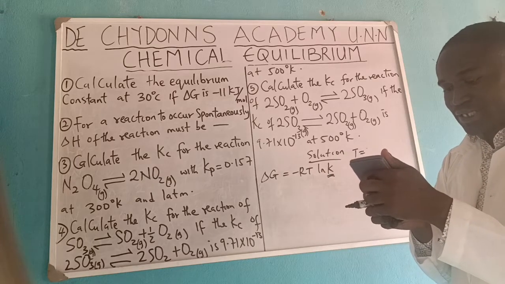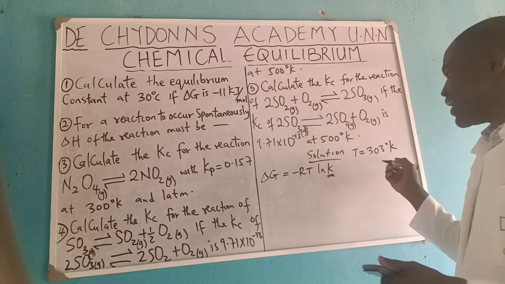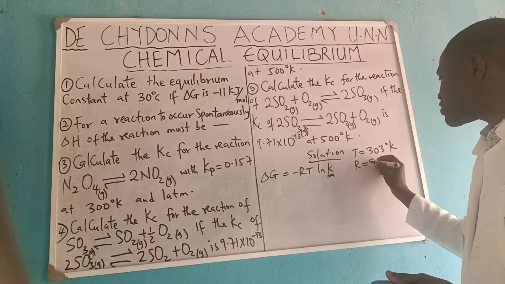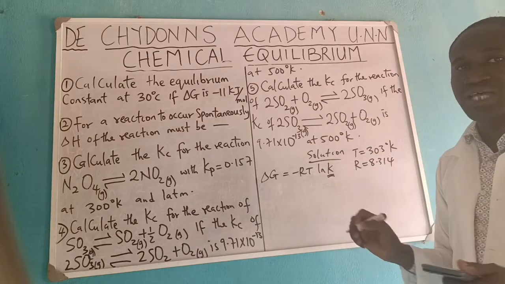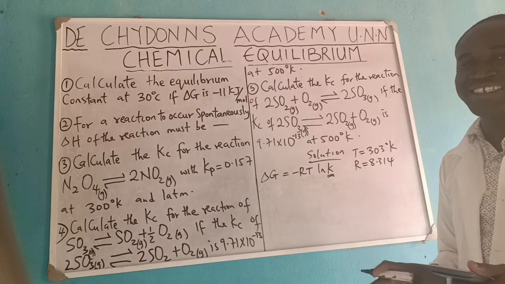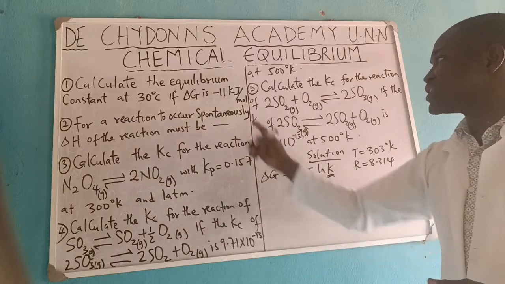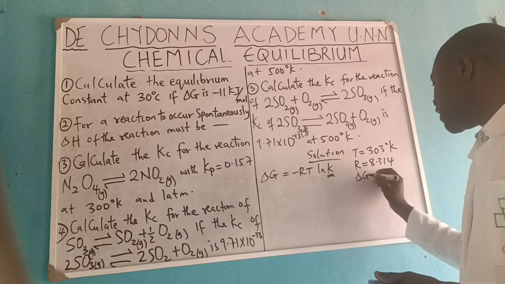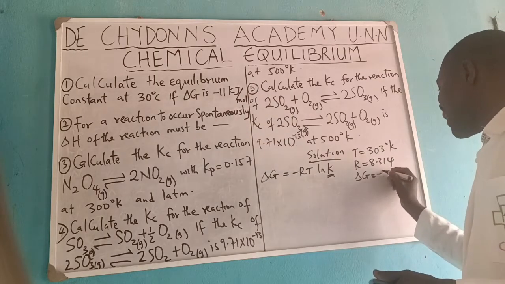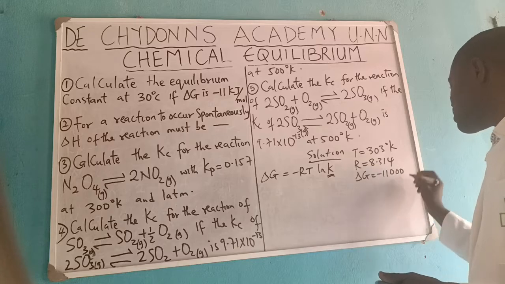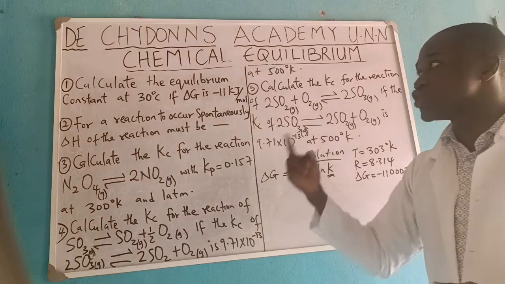273 plus 30 will be giving us 303. Are you getting it? Then our R is constant, 8.314, right? Yes, please, this R is constant. I'm not the one that discovered it, okay? It's constant. Then this change in G is given to be minus 11 kilojoules. That means it is equal to minus 11,000 joule per mole. That is about change in G, so to speak.